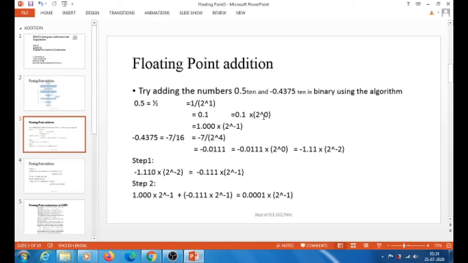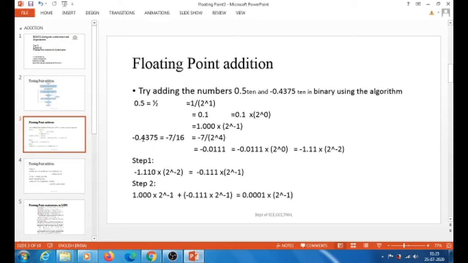So this is not a normalized one. If I want to make this normalized, then 1 should come before the decimal point. So if I shift this point to the right by one position, then I must replace the 0 with minus 1. So if I shift right, the exponent goes in minus 1. If I shift to the left, then the exponent goes in plus term. So this is 1.000 into 2 raised minus 1.